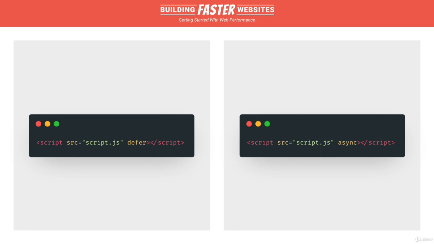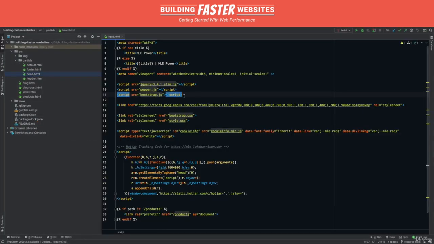Let's remove the render blocking JavaScript from MLE Power. Open the head template partial. These scripts all manipulate the DOM in some way, or are dependencies of scripts which do, so we'll set these to defer. This one, which injects a cookie banner, can be set to async. It only adds to the DOM rather than interacting with existing elements, so it doesn't require it to be complete.